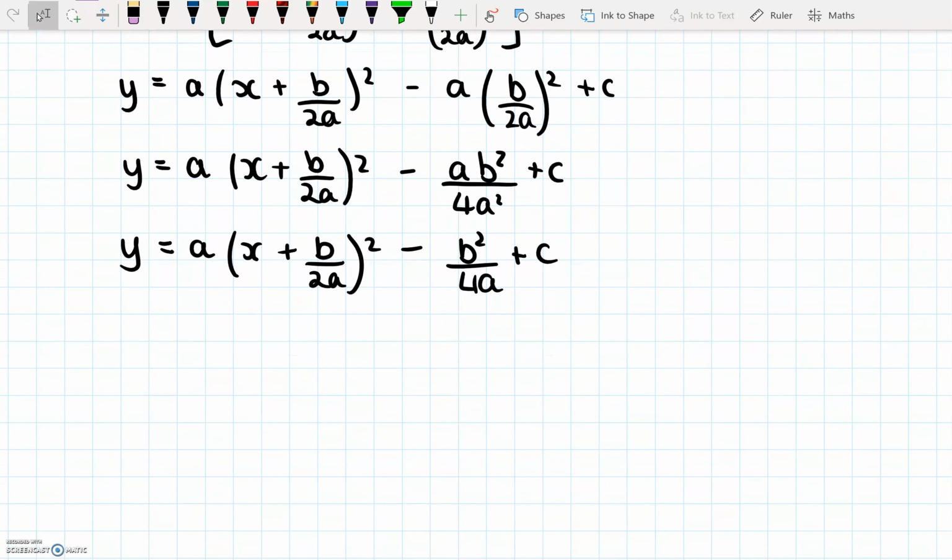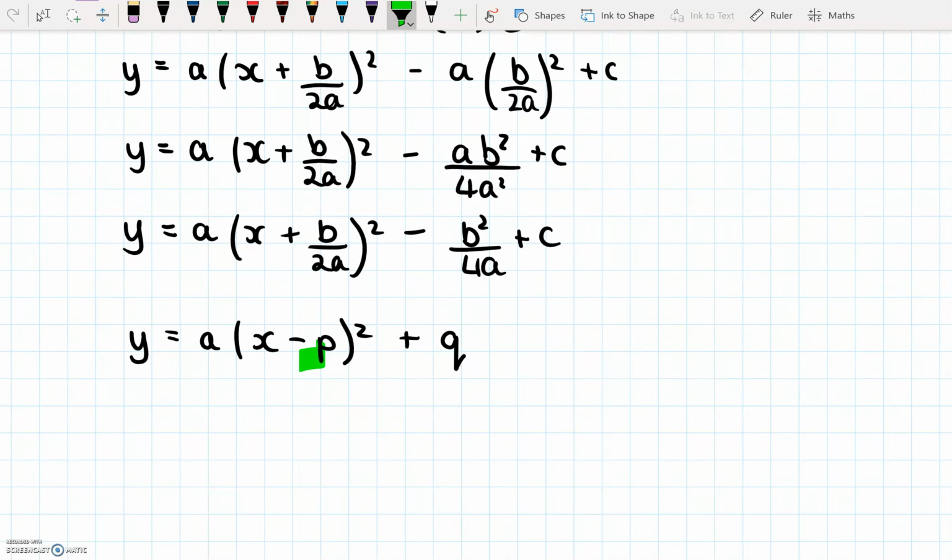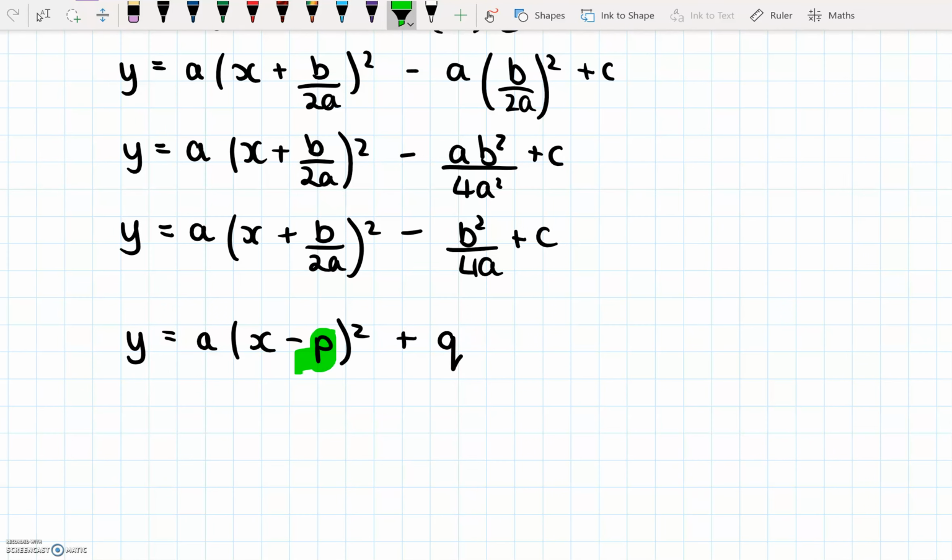Now this is in the form of y equals a(x minus p) squared plus q, and remember that p was the x vertex, this lovely one here. You need to be careful with this one because remember it is the opposite of what we're expecting here. So our x vertex is equal to the negative of b over 2a. We need to do that in order to get a negative p there.